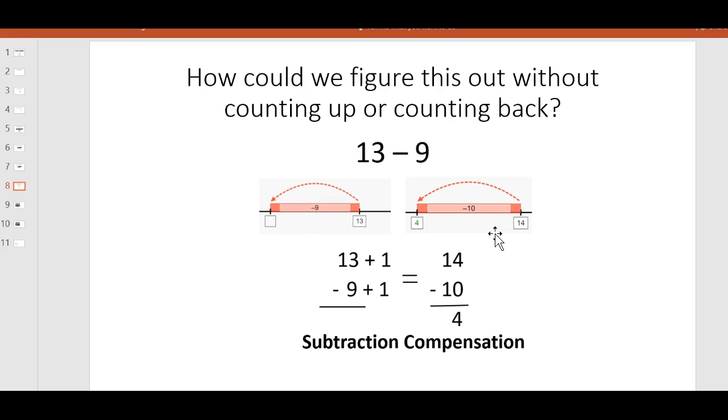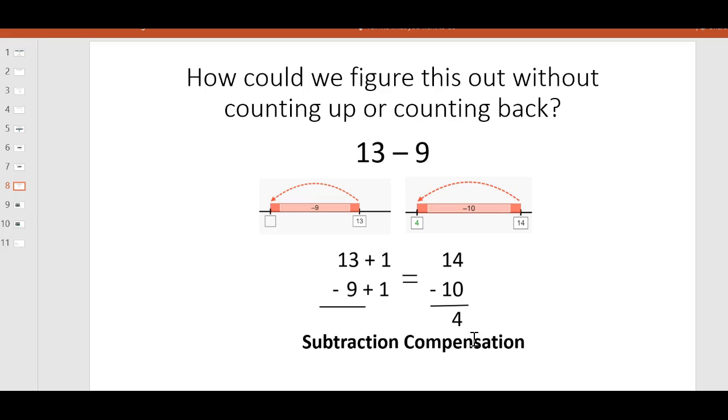So I said, well, I would be better off if I could just subtract 10. So if I'm going to subtract 10, that means I really need to adjust the 13 and make it one more, 14, because I'm going to be jumping one longer. So instead of 13 minus 9, I can think of this as 14 minus 10, which will give me 4. And when you write that abstractly, what you're really doing is you're adding 1 to the minuend and 1 to the subtrahend, which will then give you 14 minus 10 is 4.